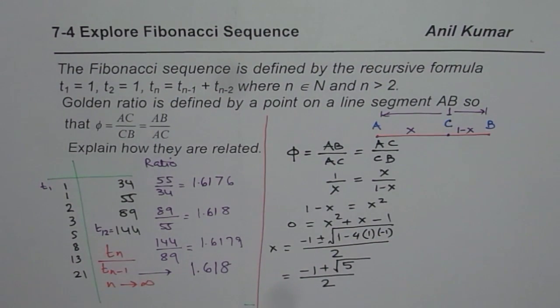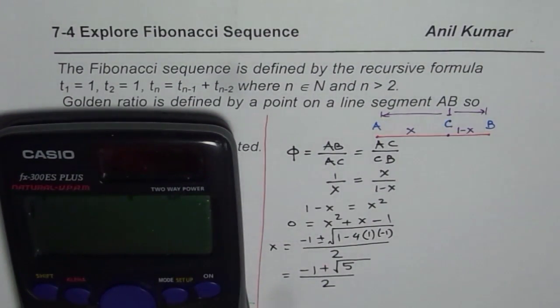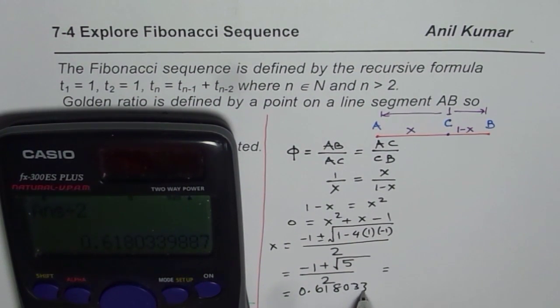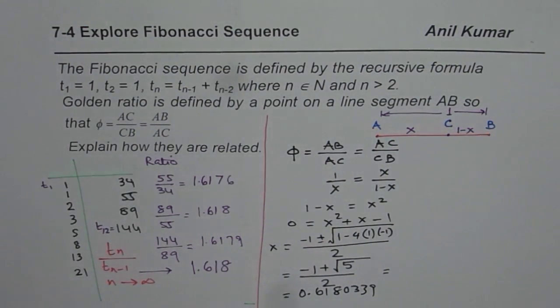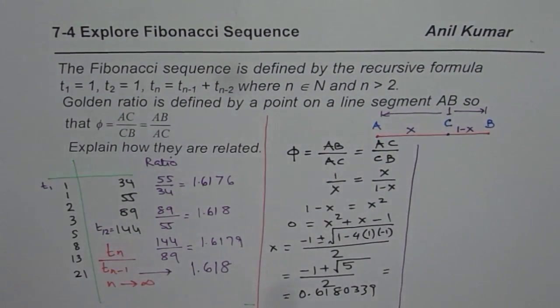So that is the value of x which we get from here. Now what is this value equal to? Let us calculate this value. Let me write square root of 5 first, and then we take away 1 and divide by 2. So when we divide by 2, we get a fraction like this. Decimal equivalent is 0.6180339 or something like that, correct. So that is the value of x. But how does that relate to 1.618? That is the question. Let's figure it out.